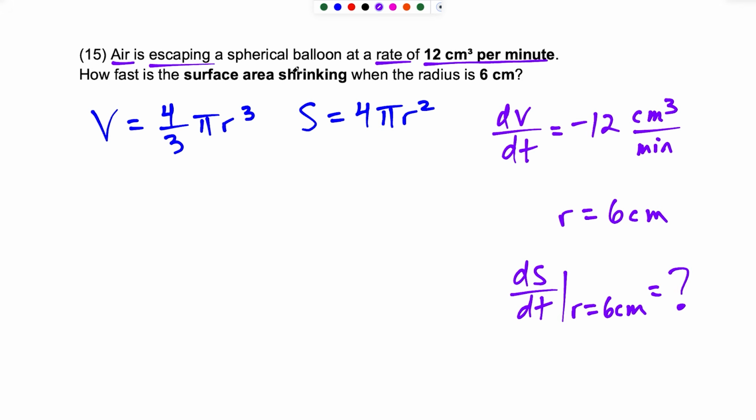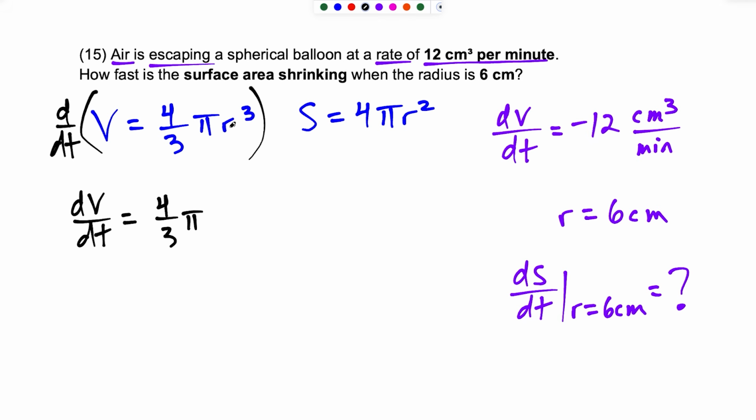So in order to do this, what we could find here is the derivative with respect to time of both of these equations here. So we have d over dt on both sides. And for the first equation here, we have dV/dt equals 4/3 pi, and the derivative of r to the third with respect to time is going to be 3r squared, but we have to tack on dr/dt.